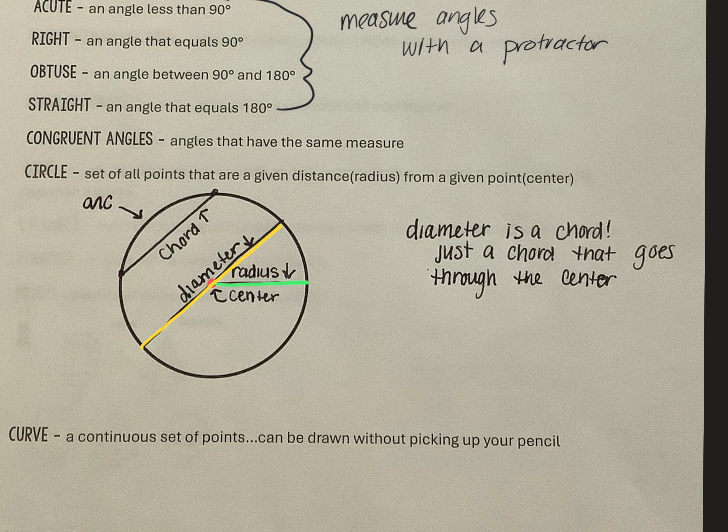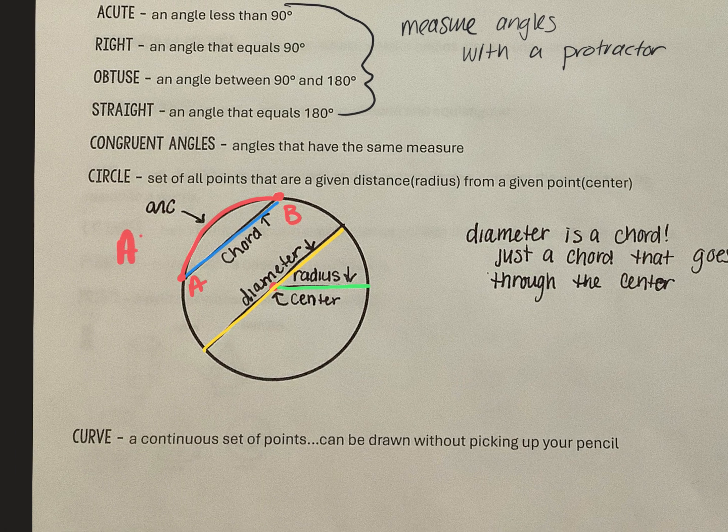All right, so the diameter goes all the way across. Okay? And then you have a chord. Right, so all of those are just segments. And then you have the arc, which is this part here. So remember the notation for an arc is just A, B, with a little arc over it.